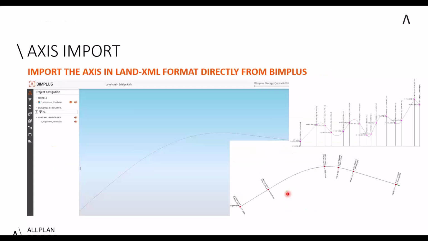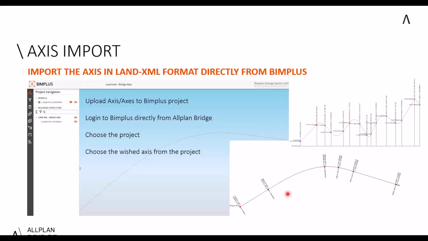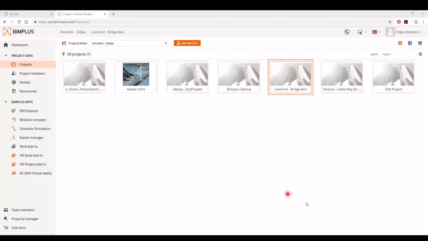And coming to the last point of getting the axis into the project is the import. And here we recommend using our integrated file import of LandXML using the BIM Plus platform. So the brief workflow is: upload the axis to BIM Plus. Then you can directly log into BIM Plus from within Allplan Bridge. Then just choose the project and the wished axis. So let's have a quick look. There's a video showing the workflow.